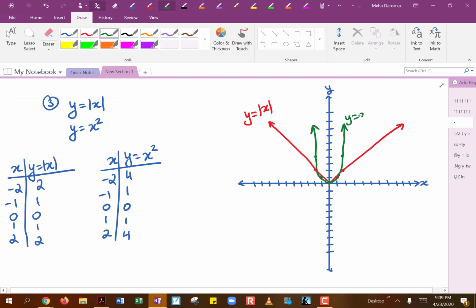Okay, so this will be our y equals x squared function. Again, if you can see, they are intersecting at (0, 0), at (1, 1), and at (-1, 1). So it looks like they are intersecting at 3 different points between these two graphs.